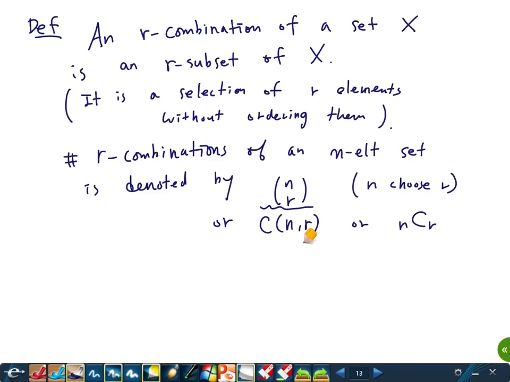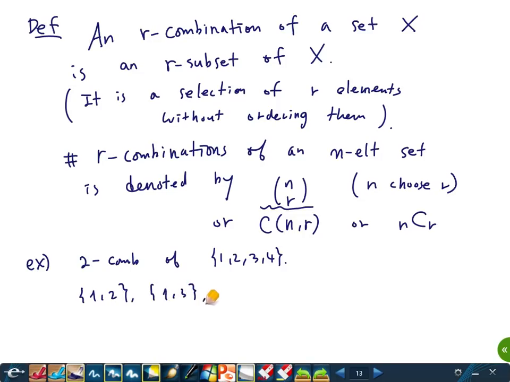Okay, so example. 2 combinations of {1, 2, 3, 4}. We just select 2 elements from here. It's a subset, so {1, 2}, {1, 3}. But for simplicity, I'm going to write without the curly braces, just 1 to 4 or something like that. So this means the set {1, 4}. Then {2, 3}, {2, 4}, and {3, 4}. So these are all the 2 combinations of {1, 2, 3, 4}.